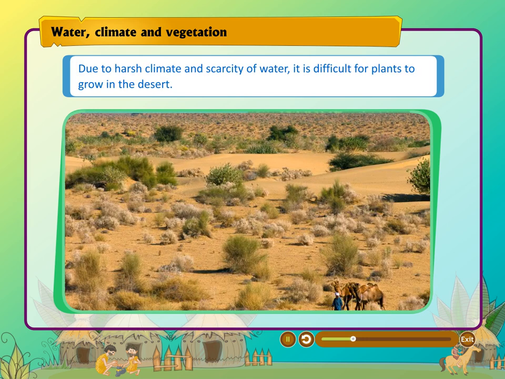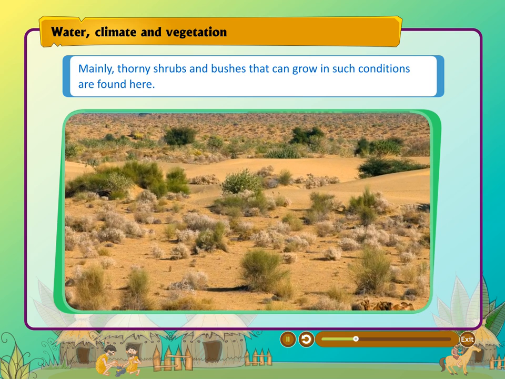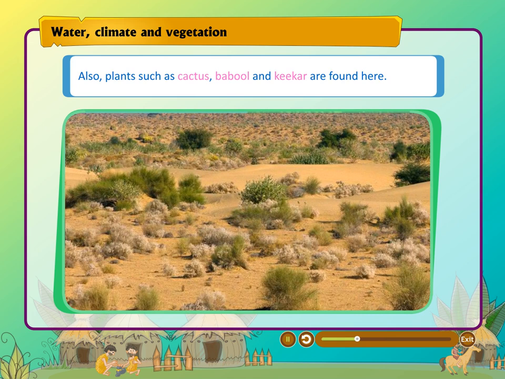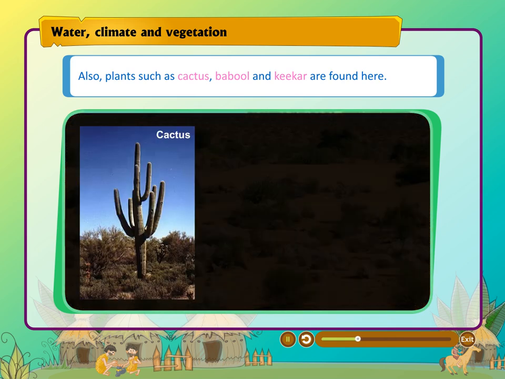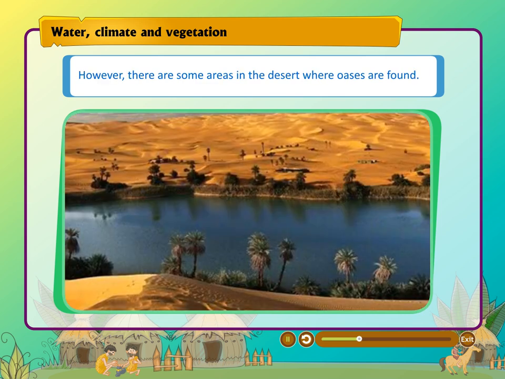Due to harsh climate and scarcity of water, it is difficult for plants to grow in the desert. Mainly, thorny shrubs and bushes that can grow in such conditions are found here. Also, plants such as cactus, babool and kikar are found here. However, there are some areas in the desert where oases are found.